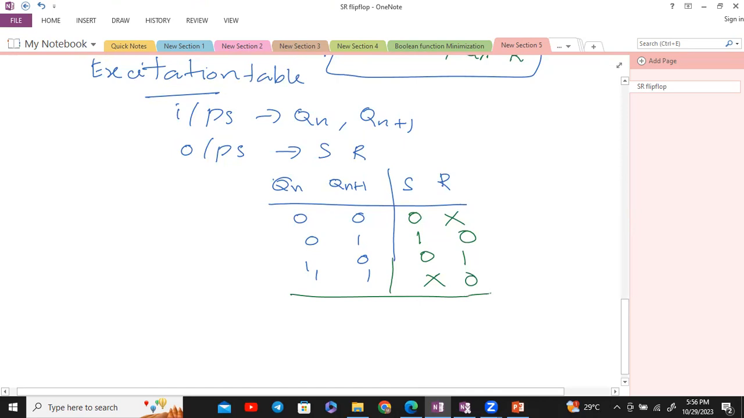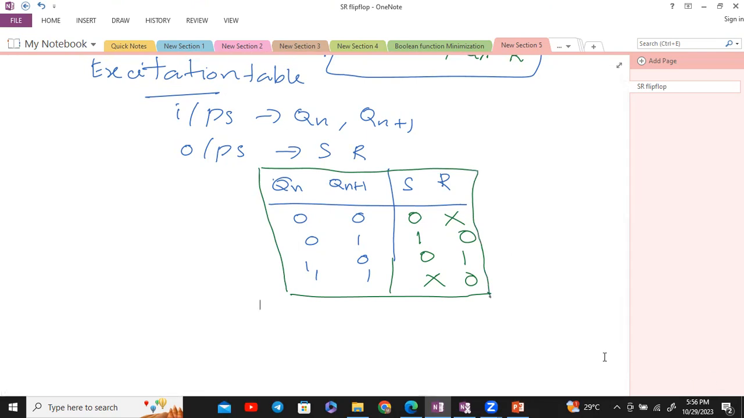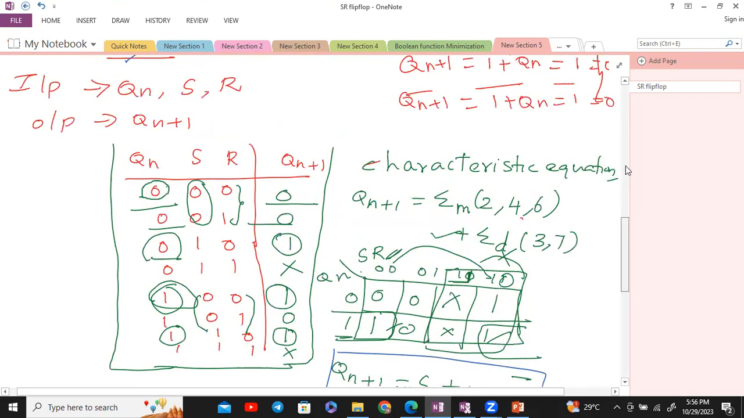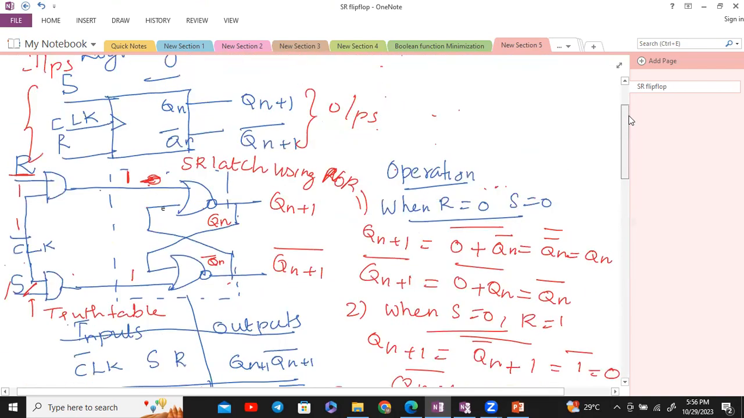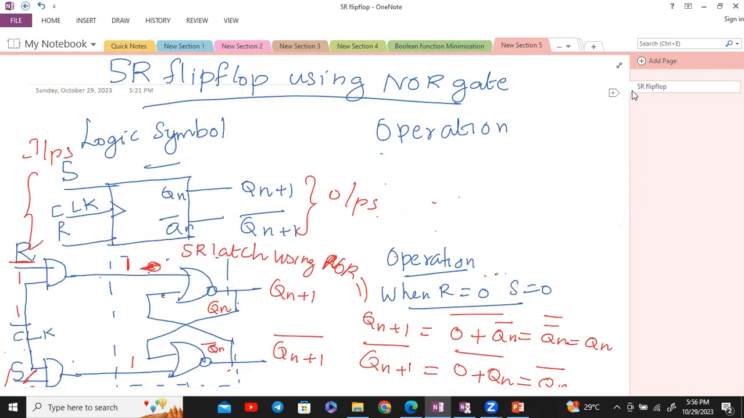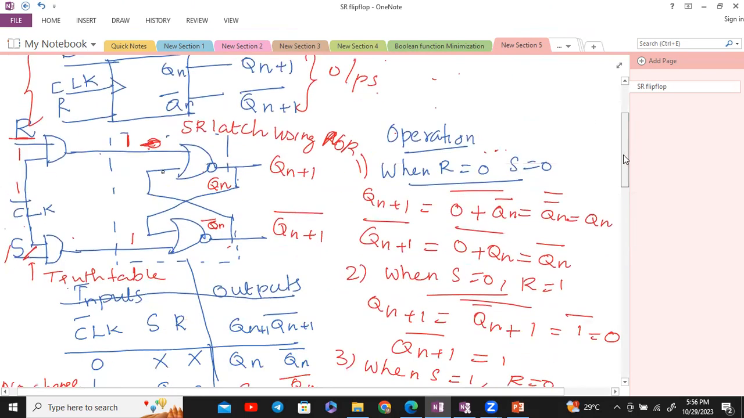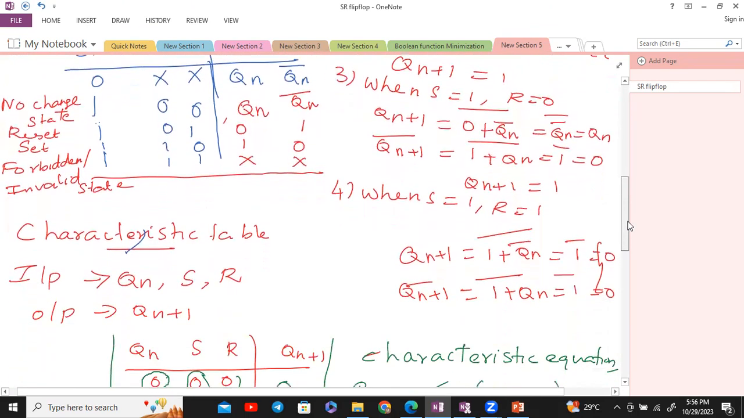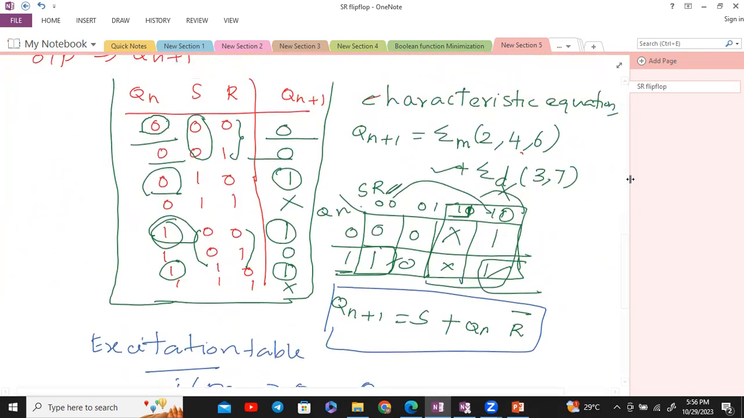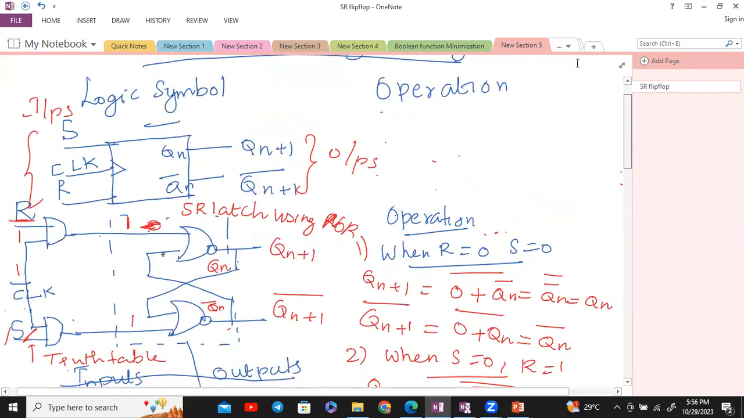So based on this you have formulated your SR flip-flop. But the SR flip-flop has this disadvantage of having the forbidden state, that is nothing but an invalid state. Okay. So the SR flip-flop using NOR gate we have seen. You should focus on the definition, logic symbol, then the circuit diagram, its operation with the truth table, and then the characteristic table as well as your excitation table. Hope you have understood. Thank you, students.